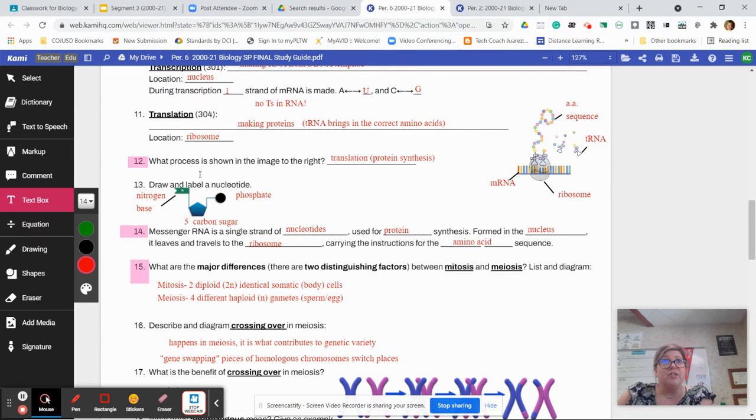So here's an image of a nucleotide. Our nitrogen base is usually represented, it could be on either side, usually like a rectangle shape. Those nitrogen bases are those A's and G's and T's and C's in base pairing, or it could be U for RNA. Your 5 carbon sugar is in the center, that hexagonal shape, and phosphate's always your circle.